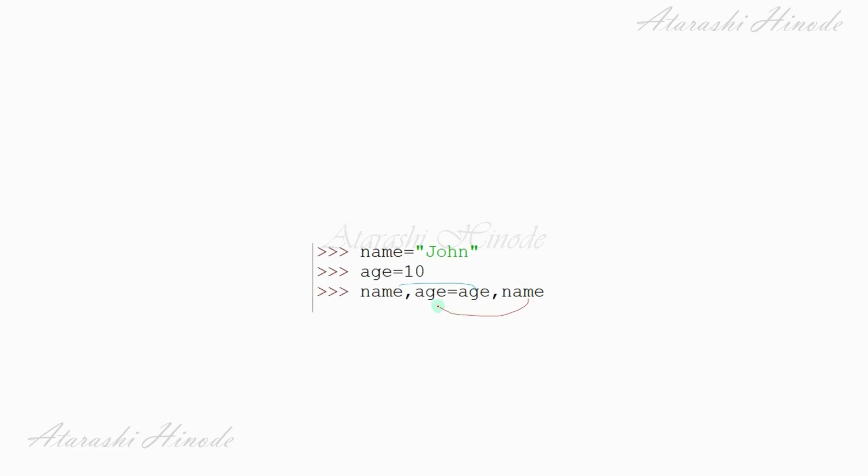The final value of variable age will be the initial value of the variable name. So in this case, age will be assigned the string John, whereas the final value of name will be the initial value of age. That is, 10 would be assigned to name.